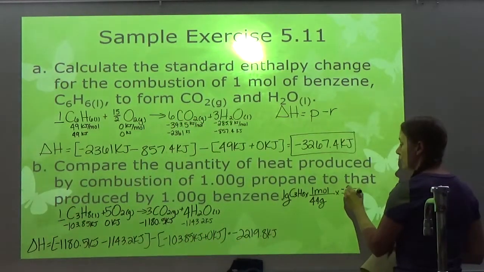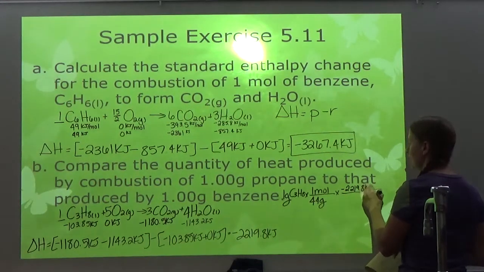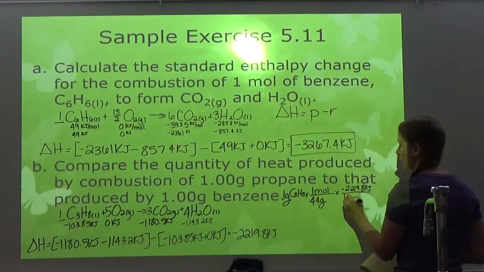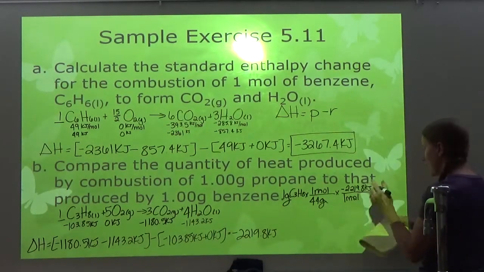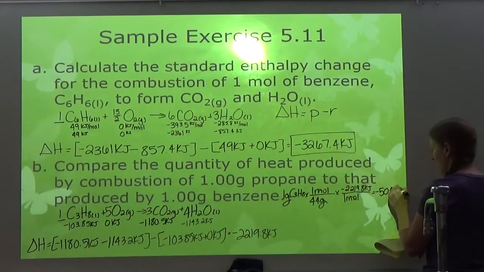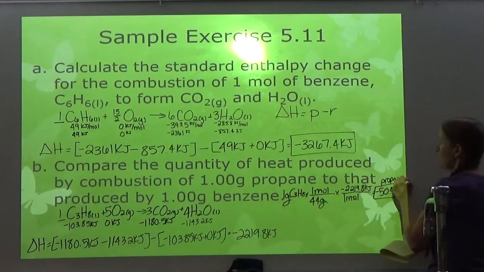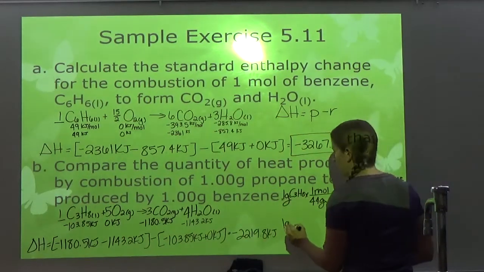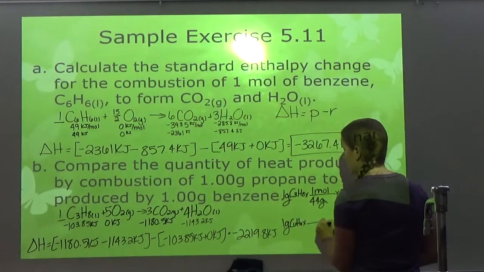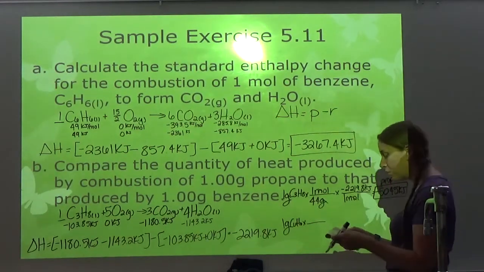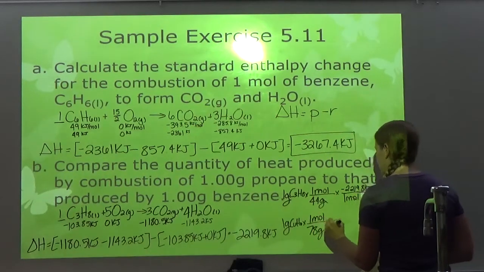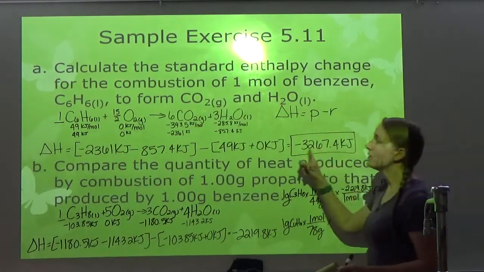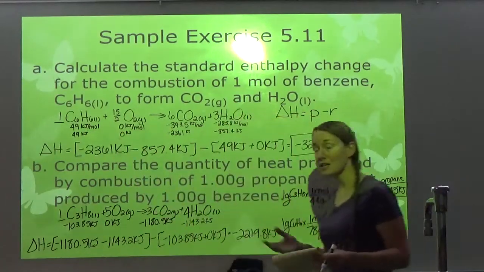All right, so negative 2,219.8 kilojoules per 1 mole of propane. So my grams and moles cancel, and so I got negative 50.45 kilojoules. Okay, and so this is what happens for propane. But we have to compare it to our benzene. So I grab my 1 gram of benzene, which is C6H6. I do the same thing, I need to get it to moles. My molar mass for benzene is about 78 grams. And then for this number, I know it's for 1 mole of benzene because it has a coefficient of 1.